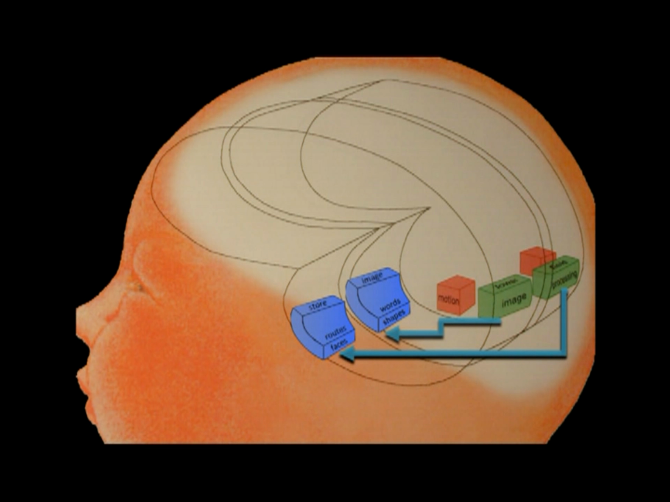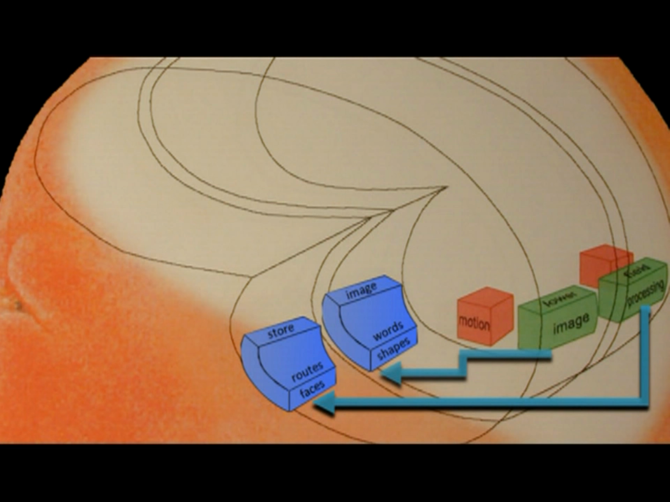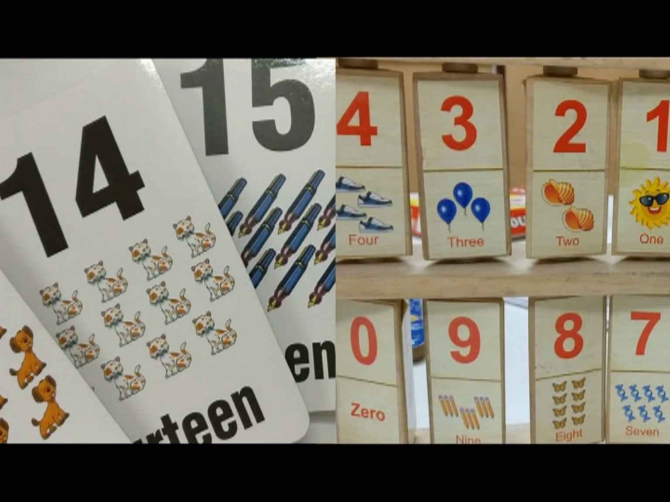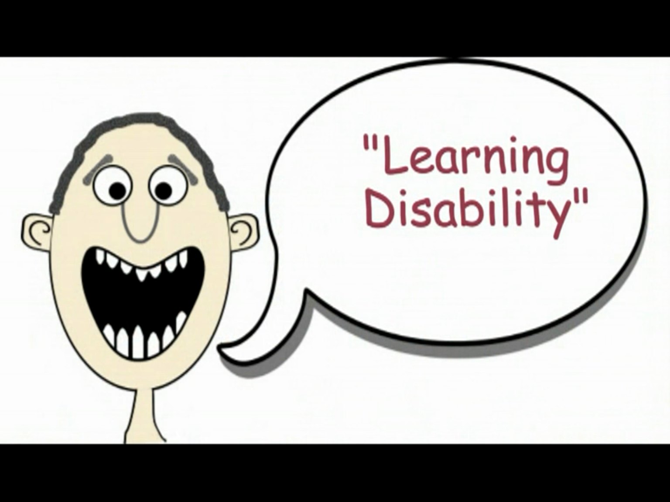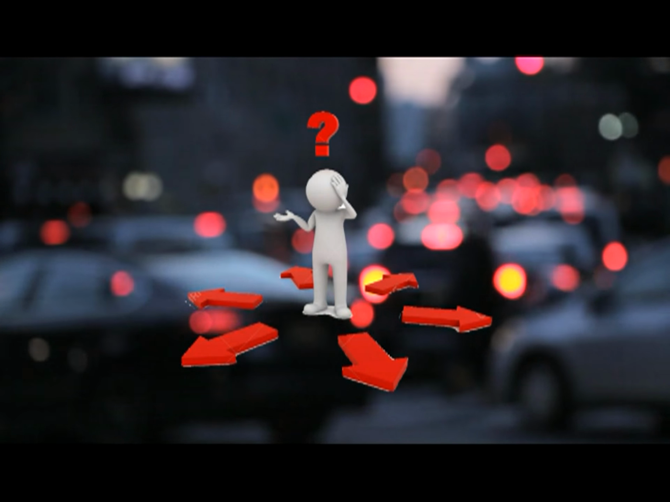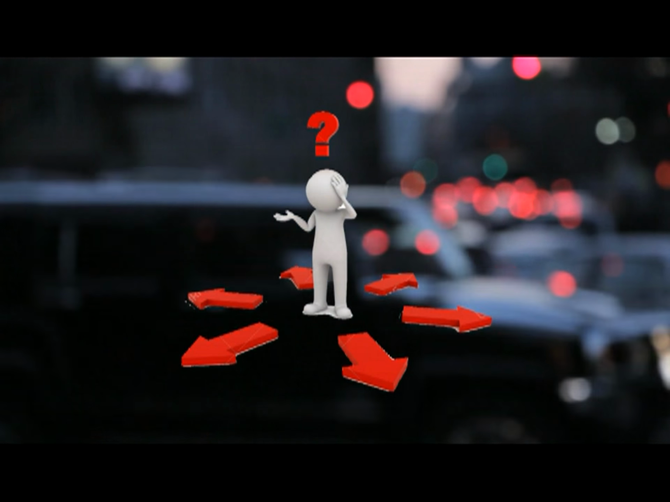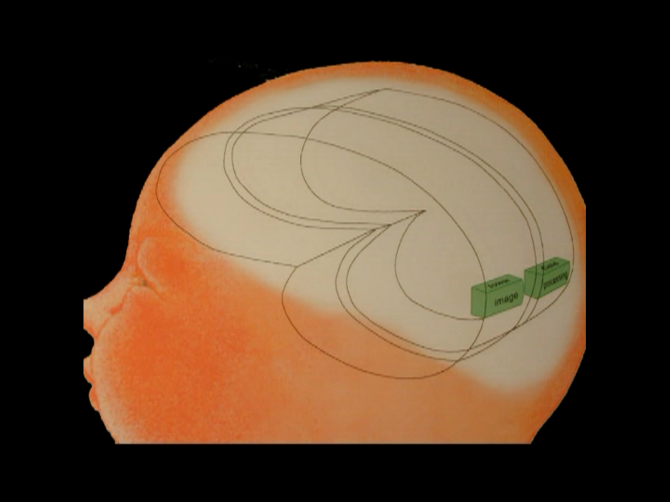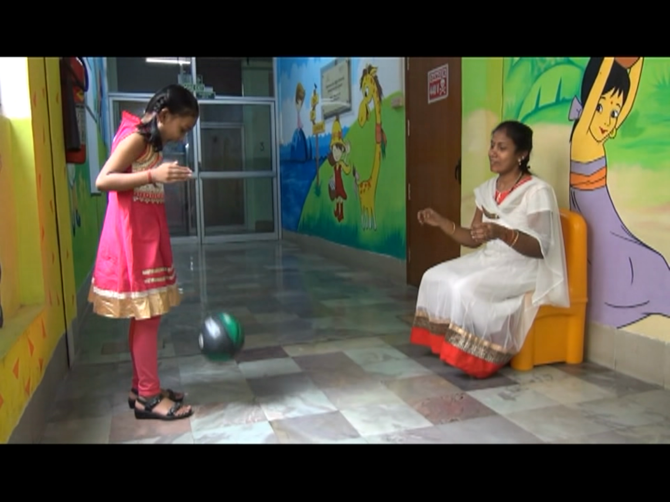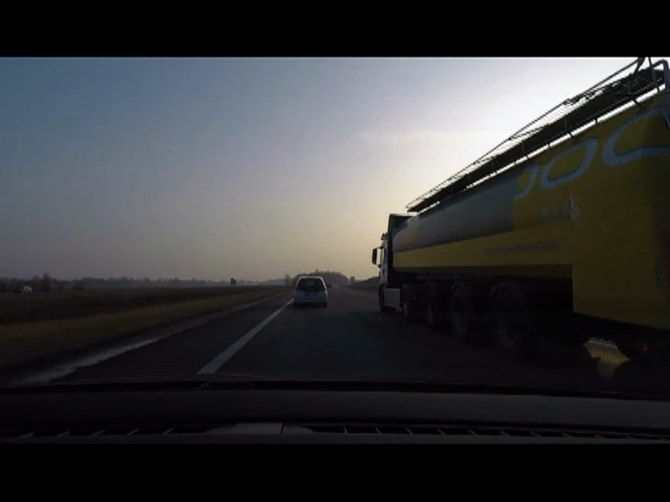Since the ventral stream stores all images and routes, dysfunction of this may lead to difficulty in recognizing alphabets and numbers and may get labeled as learning disability, difficulty in recognizing people, and getting easily lost when outdoors. Due to defective motion perception, the child may find it difficult to catch a ball, to understand facial expressions, and a journey may be stressful.